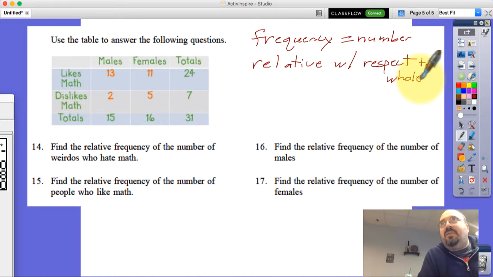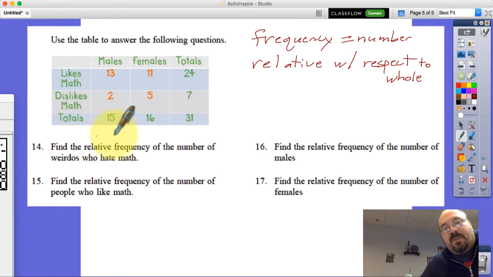So it's not just enough to know how many people do something. You also want to know how many total people you were talking to. So that's why we use relative frequency instead of just frequency. Knowing the number of people that do things is not as important as knowing the number in relationship to the total people that there were.